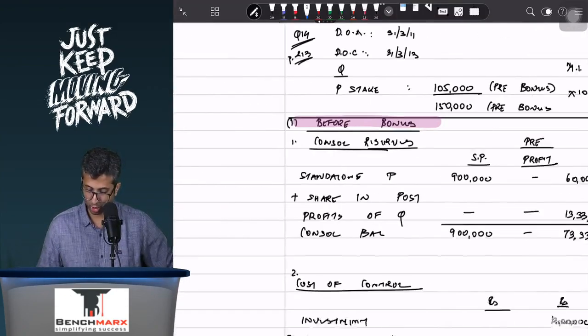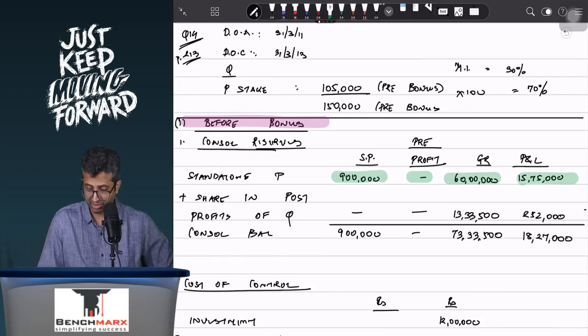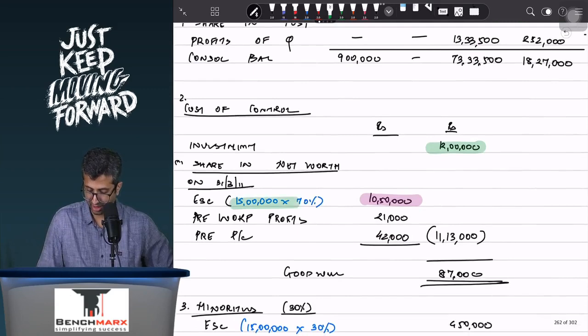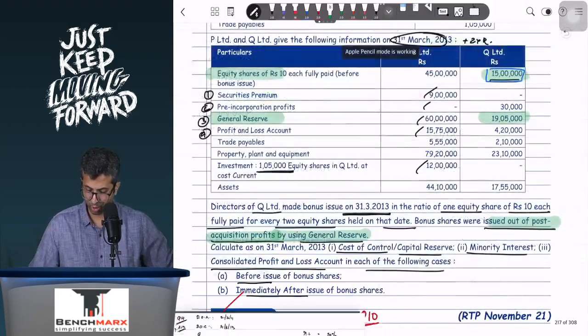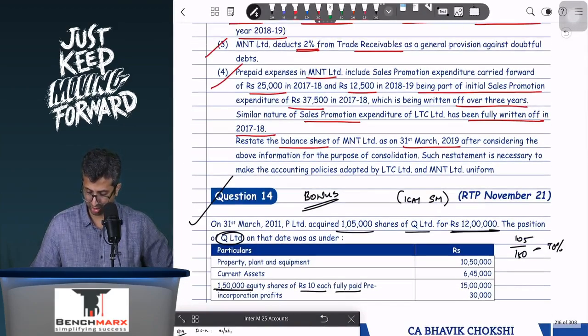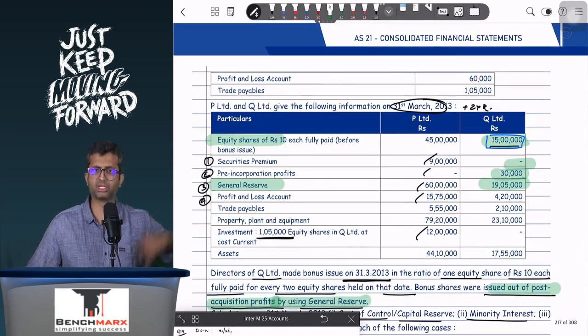So if you go to see over here, in question number 14, you will start with all of these reserves as we said, 9 lakhs, 0, 60 lakhs, 15, 75. This is before bonus. You will start with the investment at 12 lakhs and then 15 lakhs into 70% and 15 lakhs into 30% will be taken over here. Now you will have to analyze all the reserves. The first reserve is securities premium, nothing is there for the subsidiary. Then you have the pre-incorporation profits, whatever it is, 30,000 was there on 31st March 11, it is also there on 31st March 13. Is it pre or post?